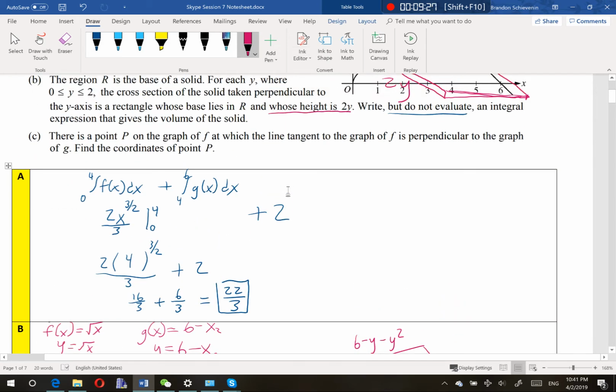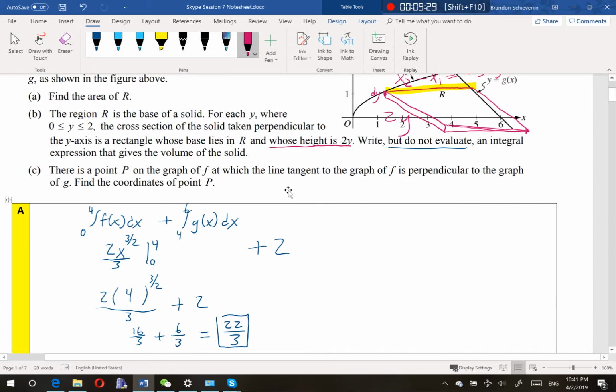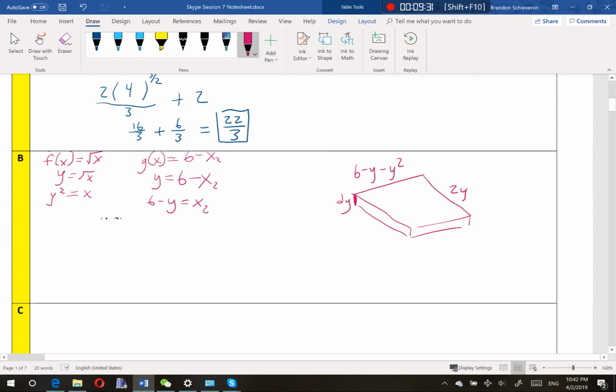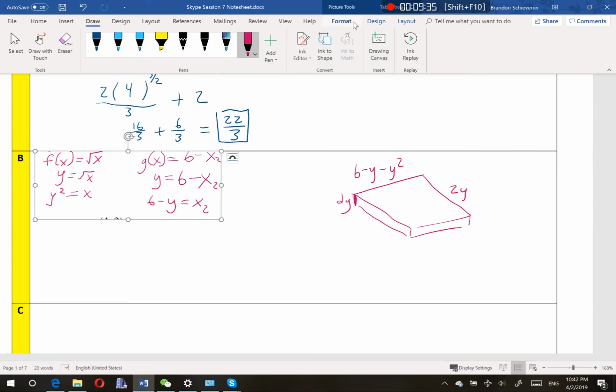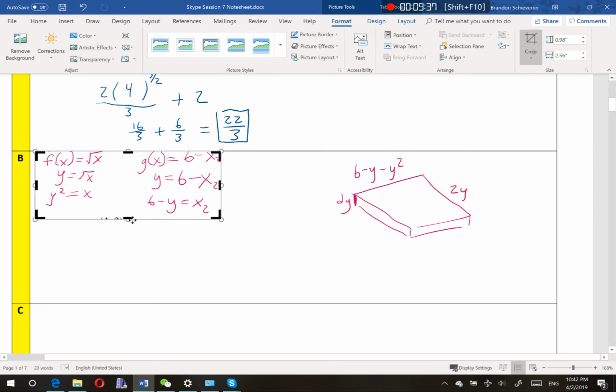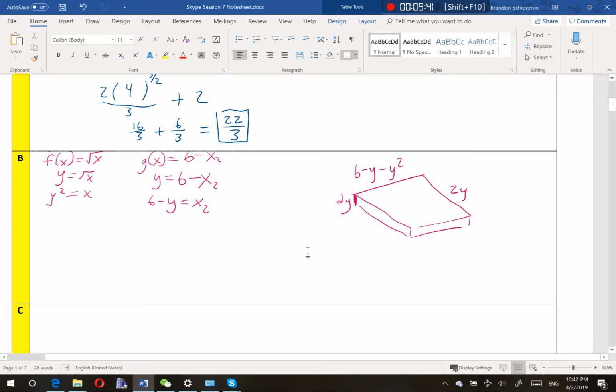We needed to create an integral expression that gave the volume of that solid. So how can I get the volume of this solid? Integrate this expression from y equals 0 to y equals 2. Okay, I'm going to integrate from 0 to 2. What's my expression?